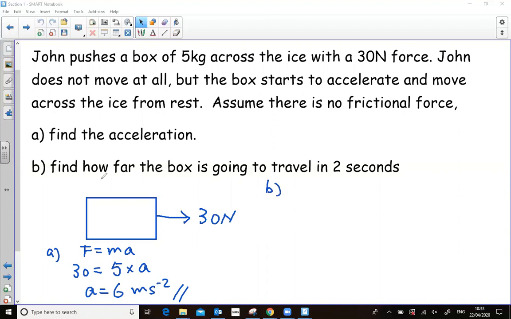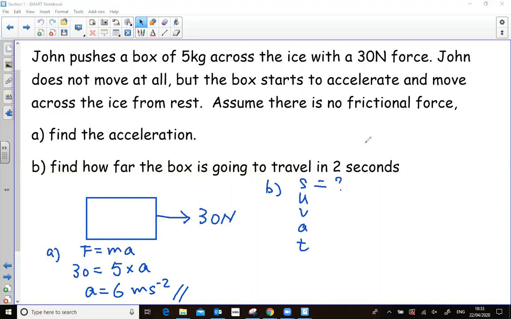Let's look at part B. Find how far the box is going to travel in 2 seconds. So now we know the acceleration, we know the time, we need to work out the distance, so that would be SUVAT. So let's write out S, U, V, A, and T. S is the distance we're looking for. Let's put a question mark there.